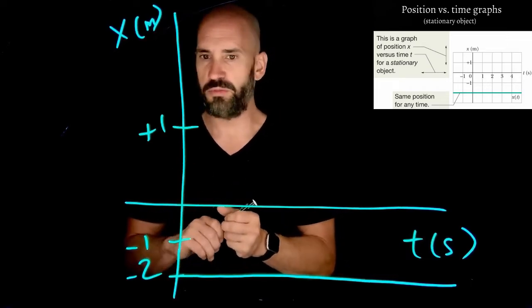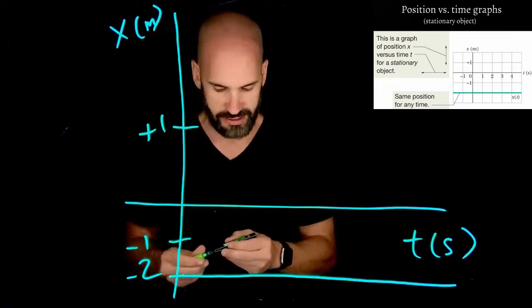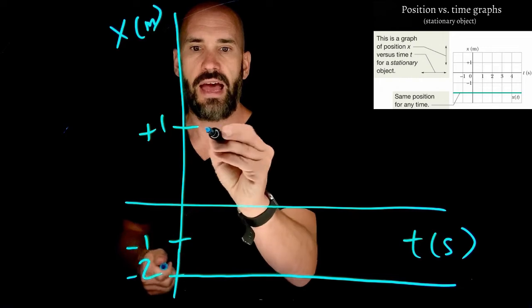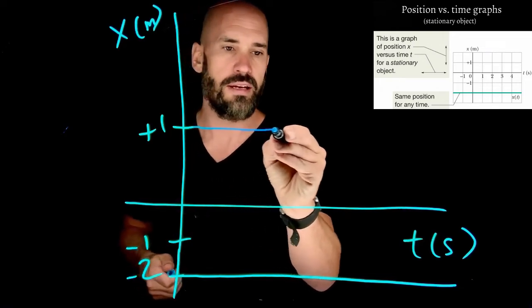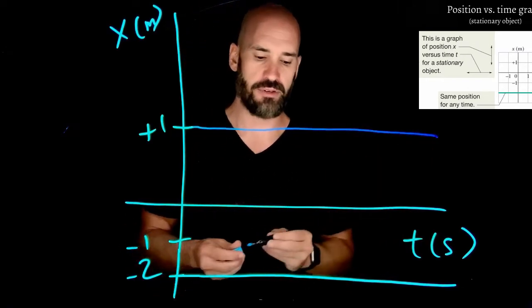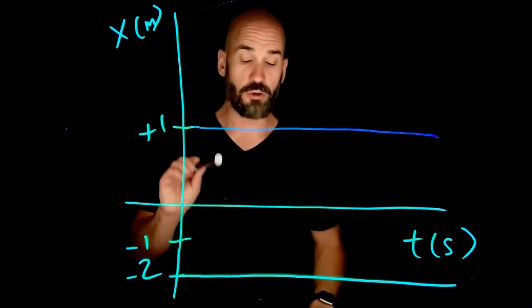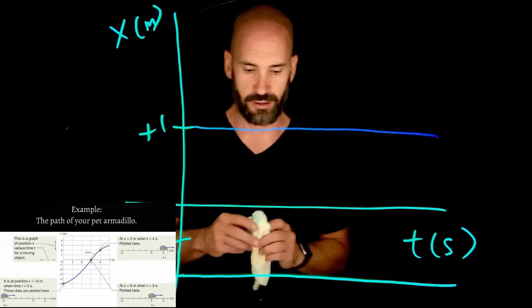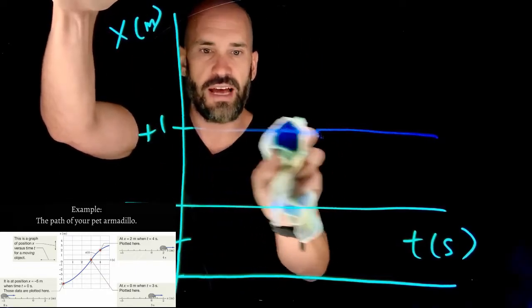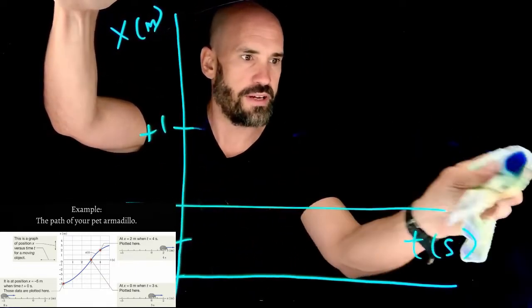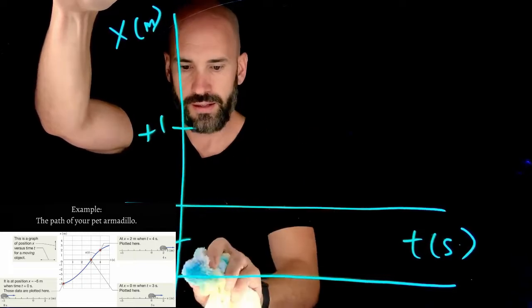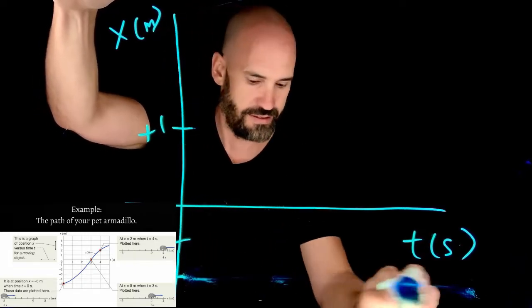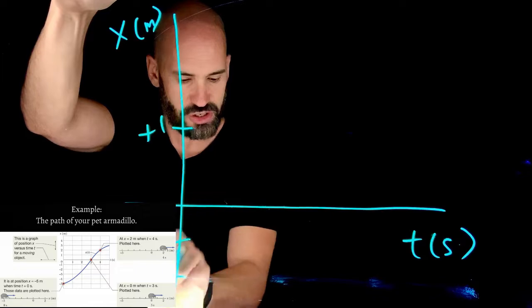Obviously, I can switch it up a little bit. I can have an object staying over here at 1 and never changing, never moving. That object is also stationary. If you click to the next slide, we look at the path of, let's say, an armadillo. In this little guy's motion, I'm going to erase this here, and the number line is going to change a little bit.